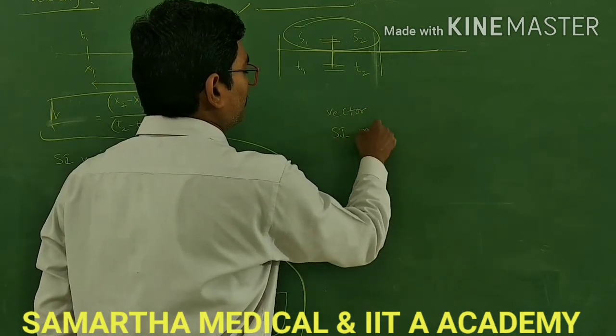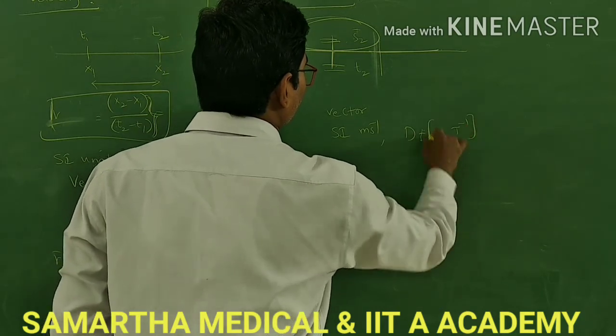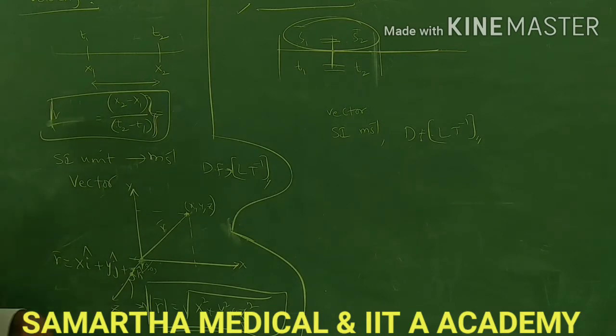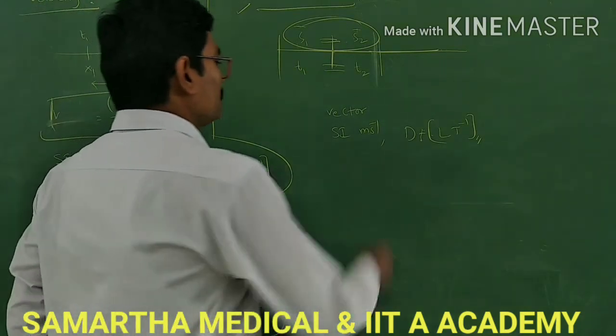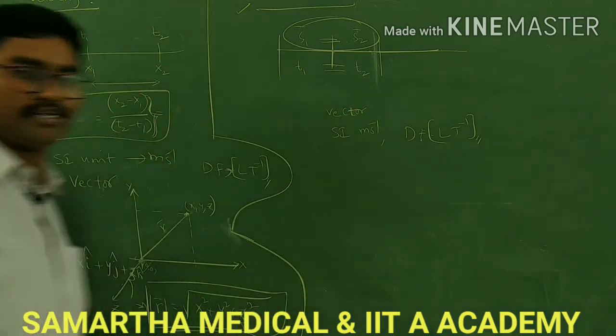SI unit, same: meter per second. Dimension formula, same: LT power -1. Speed and velocities, all types, will have the same dimension formula. Same unit. All velocities are vector quantities, and all speeds are scalar quantities.